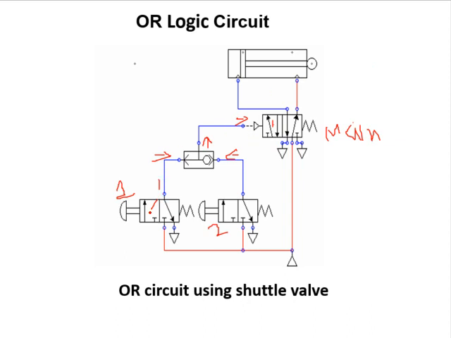Similarly, if you release the push button, the pilot pressure will reduce, so air will pass through this return line to the exhaust, and due to the spring force of the main DC valve, cylinder 1 will retract backward.